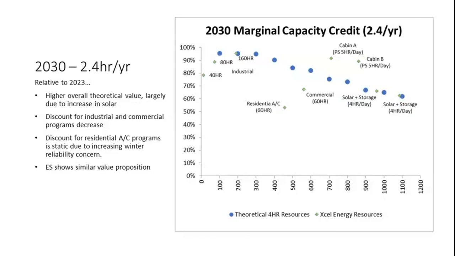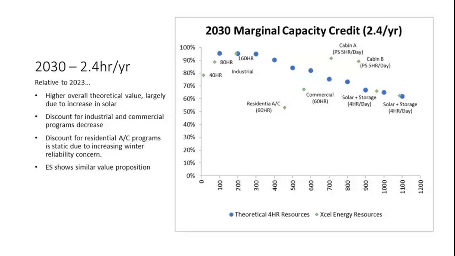The one exception here is that residential AC program. It sort of languishes at about where it was before. And that's due to this wintertime concern, or non-summer concern, that this reliability starts spreading out throughout the year. And without resources that can provide capacity throughout the year, ones that are summer only are going to languish in their capacity. And this is something that Xcel Energy is only just now starting to think about, and trying to think, how do we structure DR in the future to be able to maintain high capacity value for these programs? The energy storage resources there, they maintain their value because they are available year-round and can provide the capacity day after day after day without being limited at all by hours.